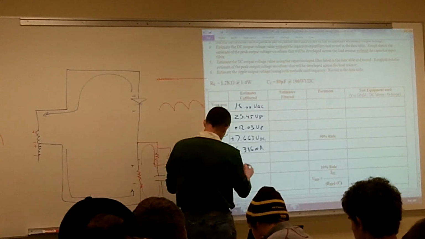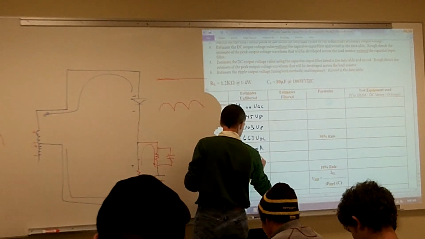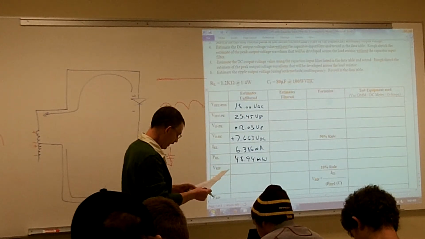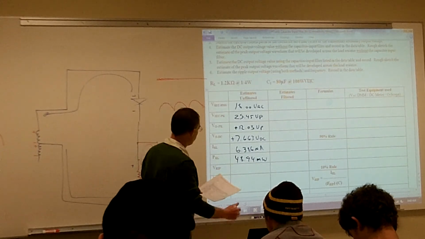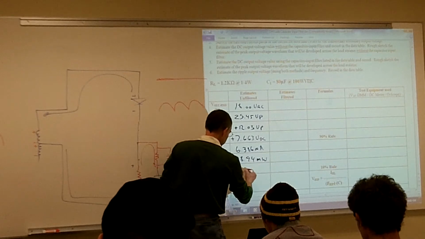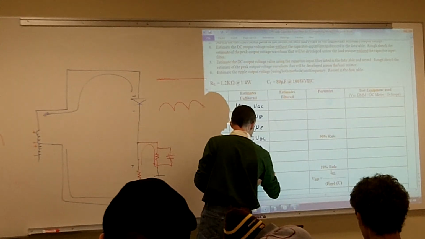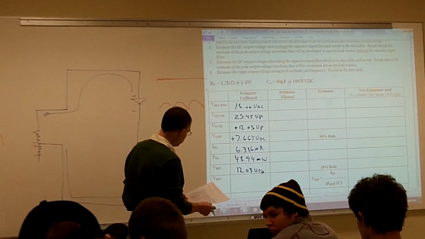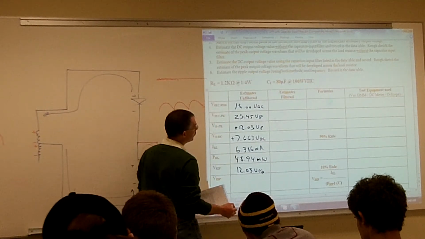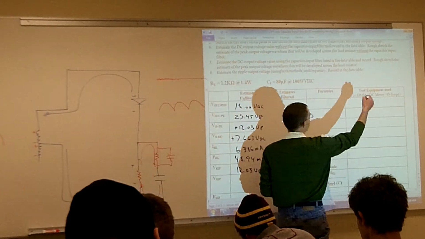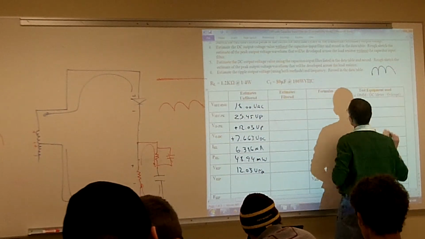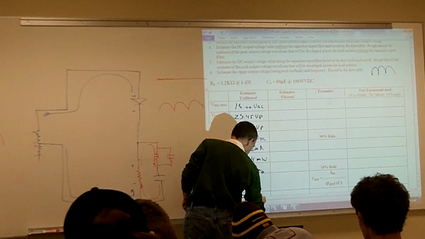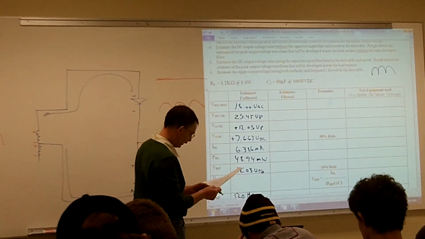So what did you get for your power then? 48.94 milliwatts. All right, so everyone should have gotten that. And then what's your voltage ripple, grouped in with all that being filtered? 12.03 volts, and that's our unit. And then what's our frequency ripple? 120 hertz, because now our output is full wave rectified. So now our frequency ripple should be 120 hertz.